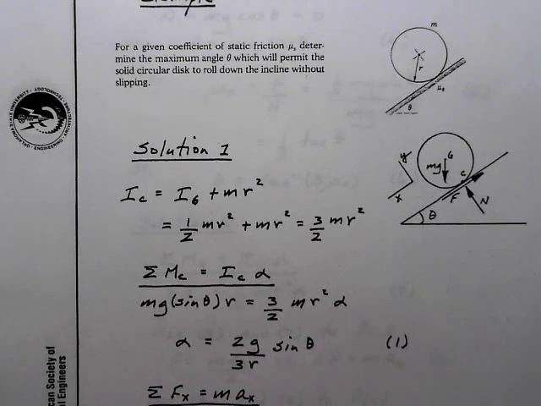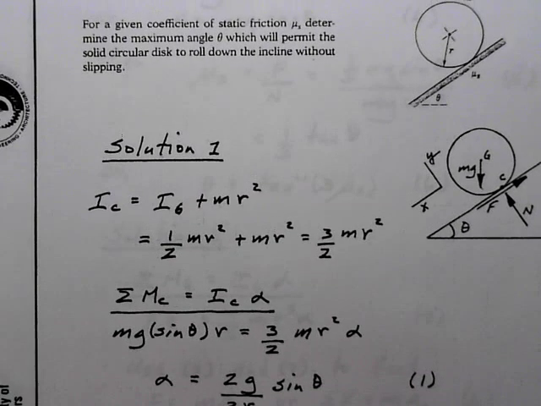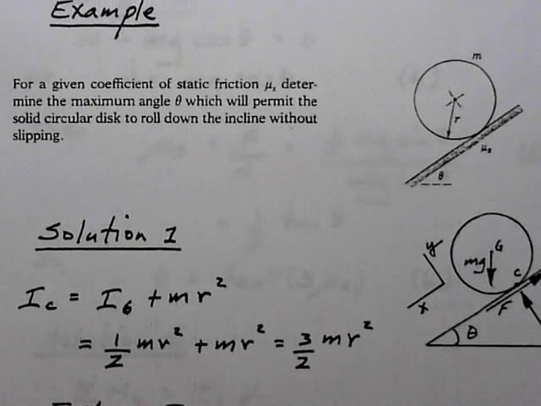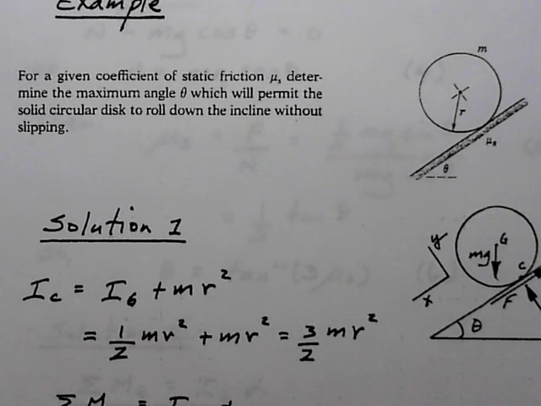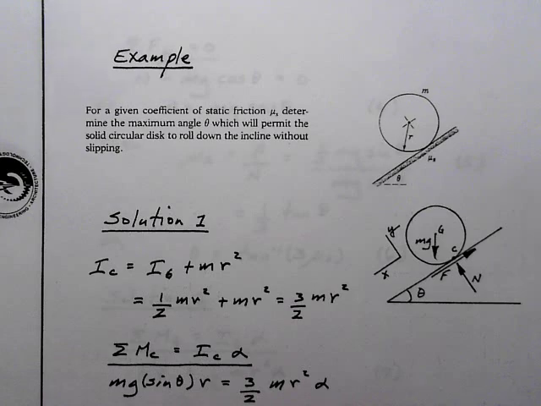Another kind of problem. Let me zoom in a little bit. Okay, we have a wheel that is going to be rolling down an incline of angle theta, and we have a mu static available, and the problem statement says, for the given coefficient of static friction mu s, determine the maximum angle theta which will permit the solid circular disc to roll down the incline without slipping. And so we don't have numbers for any of this. We're going to work it out using symbols and algebra. So let's zoom back out.